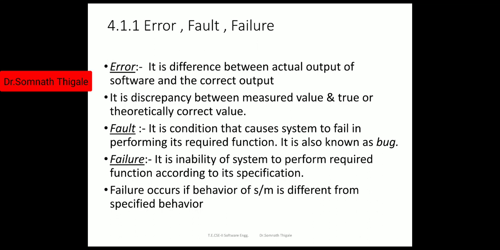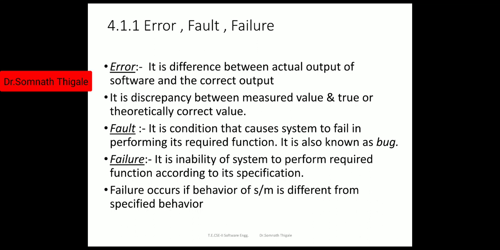Next is a failure. It is nothing but the inability of a system to perform a required function according to its specification. So systems are developed, and those systems are not performing their task as expected. We will call it what? The system is in failure. The reason to bring the system into failure is maybe because of a fault, maybe because of a bug, or maybe because of a defect. So I hope you are clear with the terms error, fault and failure. This fault is known as bug and defect. Is it clear? Okay.